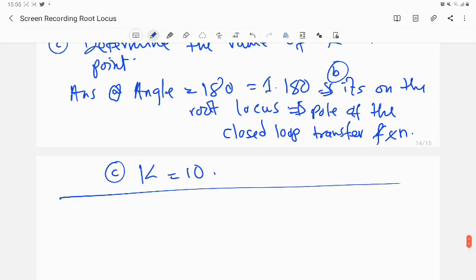Next, we'll move to look at how to sketch the root locus using the knowledge we have learned and the properties of the root locus.